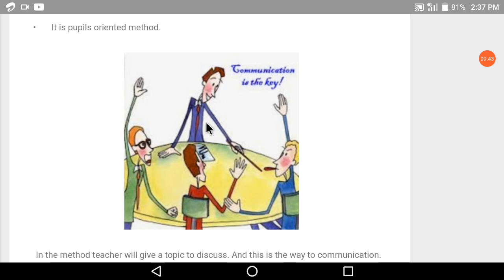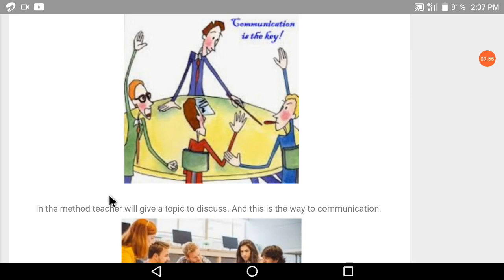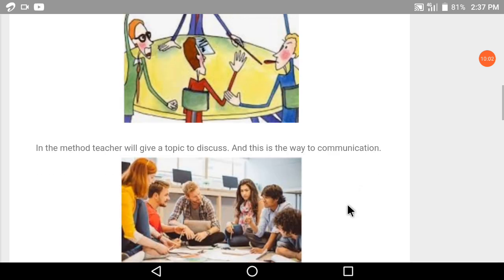Task, or they have to communicate around or among themselves in English or in any language which they want to learn or are going to learn. In the method, the teacher will give a topic to discuss, and this is the way to communication. The teacher will give a topic. If I am a teacher of 6th standard students, I will give a topic.